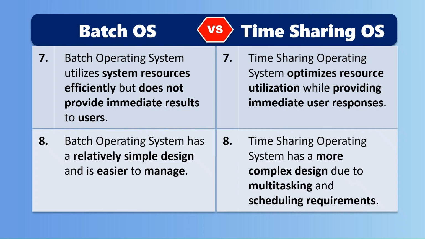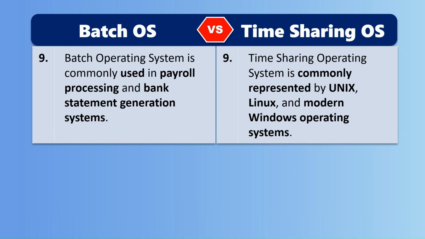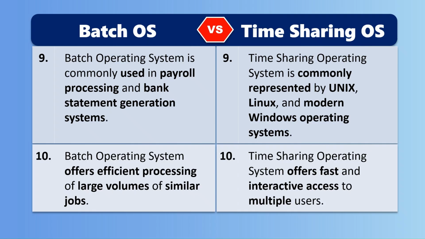Time-sharing operating system has a more complex design due to multitasking and scheduling requirements. Batch operating system is commonly used in payroll processing and bank statement generation systems. Time-sharing operating system is commonly represented by Unix, Linux, and modern Windows operating systems. Batch operating system offers efficient processing of large volumes of similar jobs.